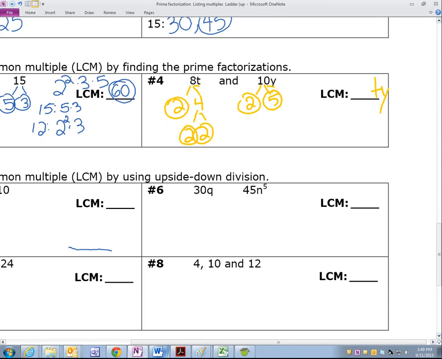So I have 8, which is going to be 2 cubed. Then I have 10, which is 2 times 5. So now I'm going to take the cubed and the 5, because I don't need to worry about the 2 by itself. So it's 2 cubed, which is going to be 8. So 8 times 5 is going to be 40.